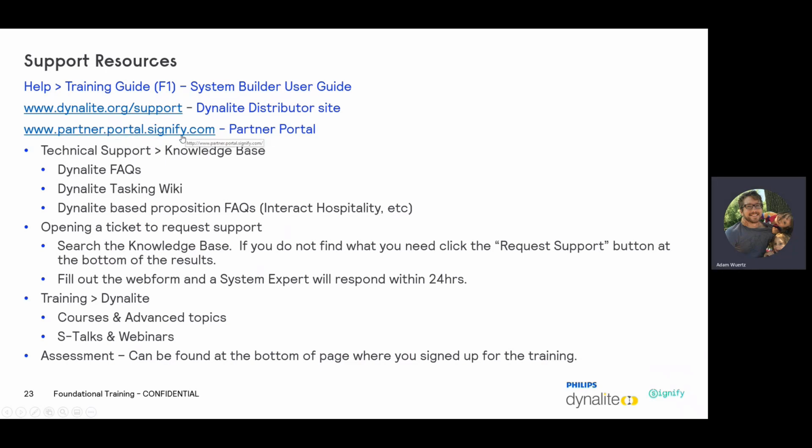Lastly, there's the partner portal. The partner portal has a lot of information on it. You've got the technical support button, which takes you to the knowledge base. Here's a place where you can search for FAQs. Included in those FAQs is a tasking wiki that can teach you all about something called tasking, which is the ability to take any Dynalite device and write custom code for it using assembly code, which makes it almost infinitely flexible. There's also proposition FAQs for like Interact Hospitality and such.